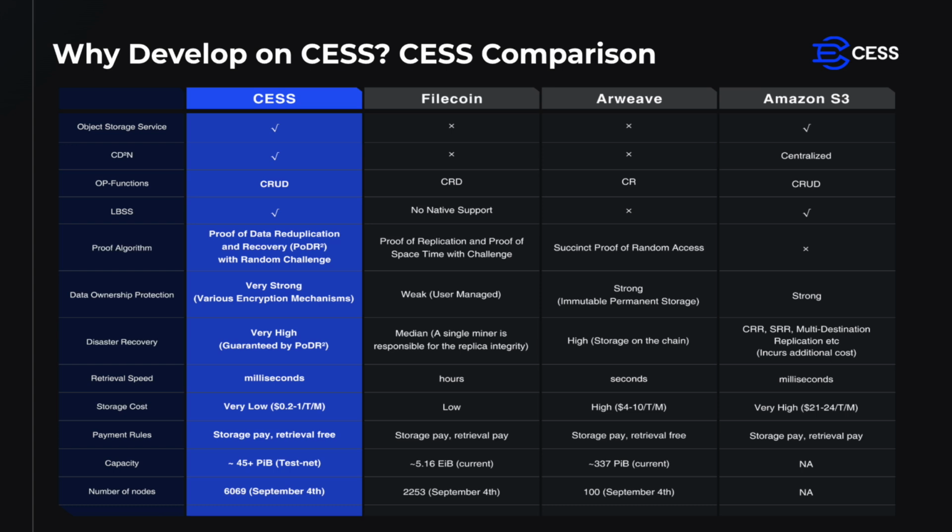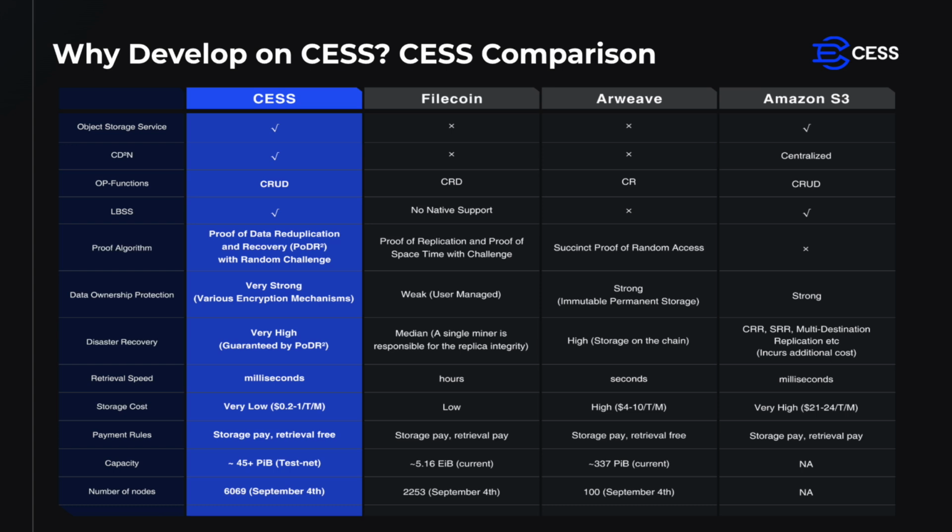Disaster recovery. SES provides very high data assurance through its PODR² protocol, ensuring reliable data replication and integrity. Filecoin offers medium assurance due to reliance on single miners for replica integrity, and Arweave also provides medium assurance with on-chain storage. Amazon S3, with its centralized architecture, supports various replication mechanisms, such as cross-region replication and same-region replication, which can incur additional costs.